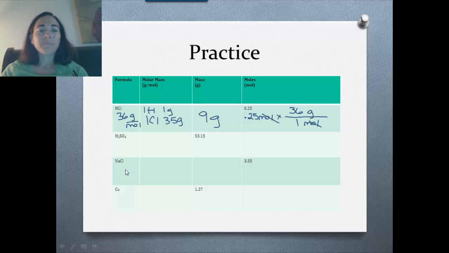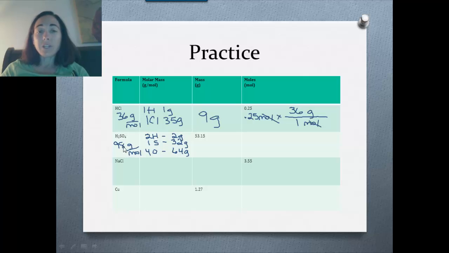Let's try a second one. H2SO4. This is sulfuric acid, or hydrogen sulfate. If you count the atoms to get that molar mass first, we have 2 hydrogens. That's going to give us a total of 2 grams. I've got 1 sulfur. On the periodic table, sulfur has a mass of 32 grams. And we have 4 oxygens. Each oxygen is 16 grams. If I do the math correctly, 16 times 4 is 64 grams. I need to add all of those numbers together. That gives me a molar mass for H2SO4 of 98 grams per mole.